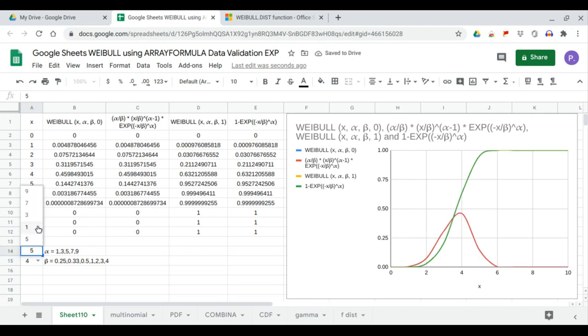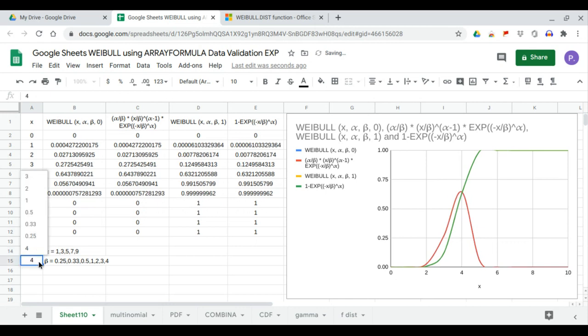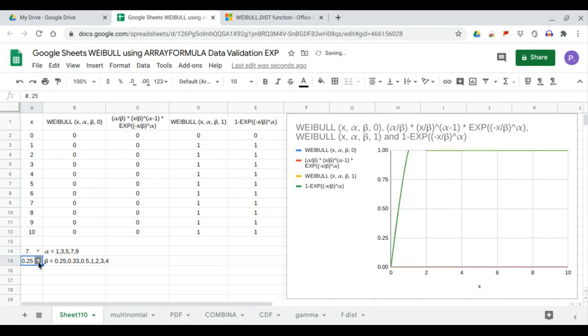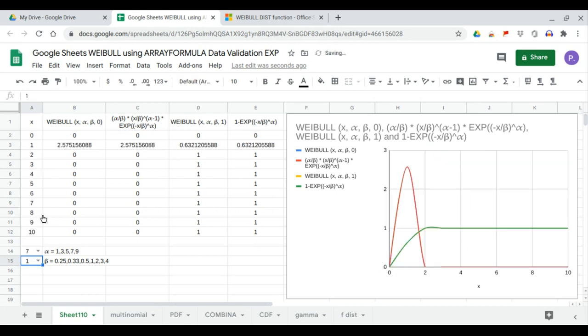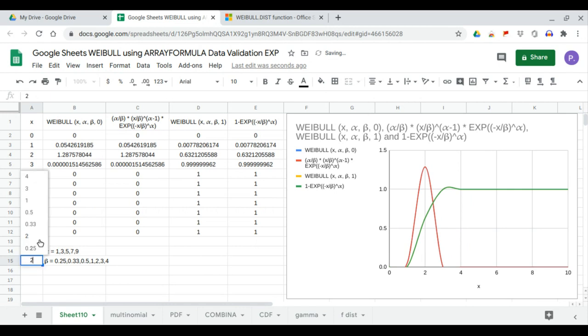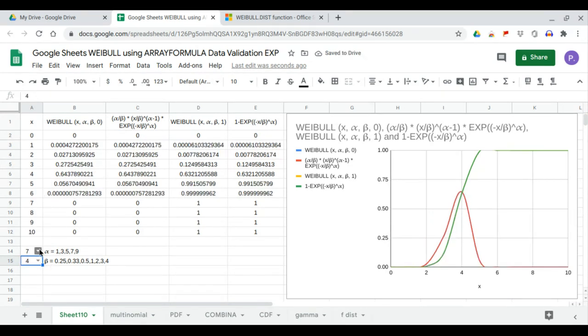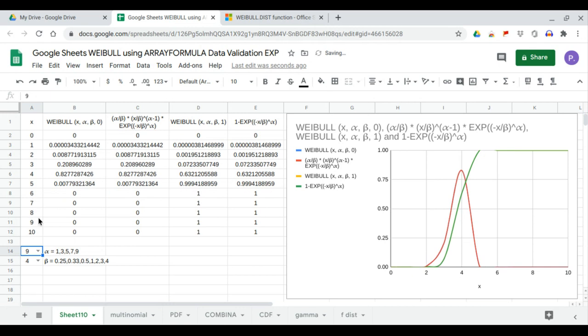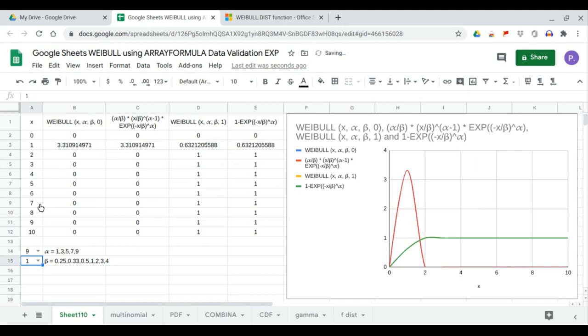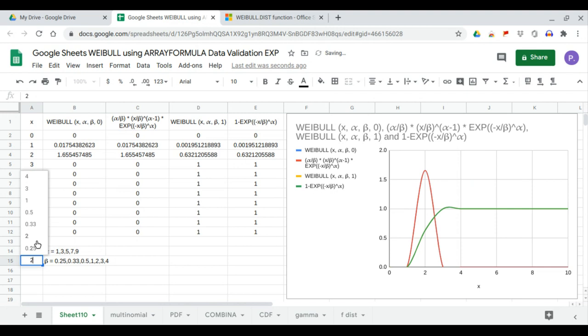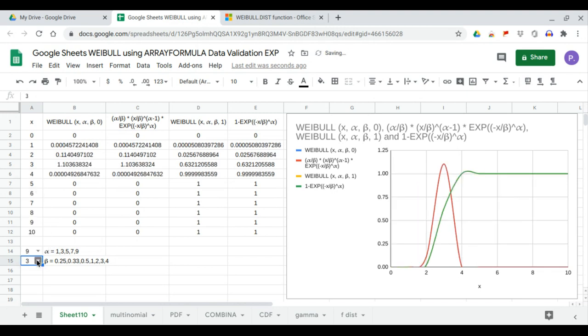And if we use 7, if we start at 0.25 or less than 1, nothing shows up, but we can start at 1, then 2, 3, and 4. And if our shape is 9, then start from 1, then 2, 3, 4.